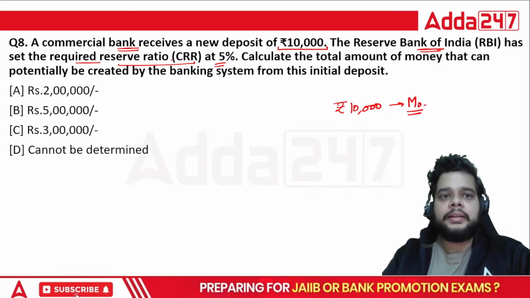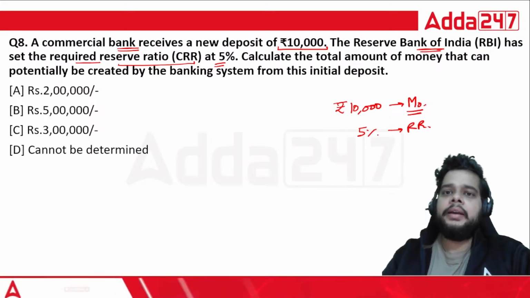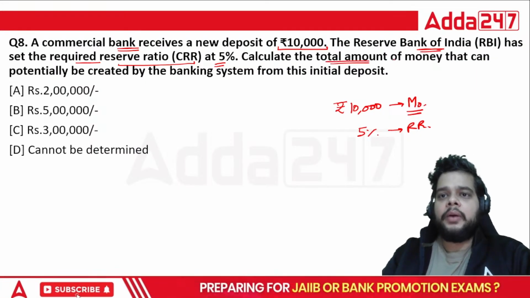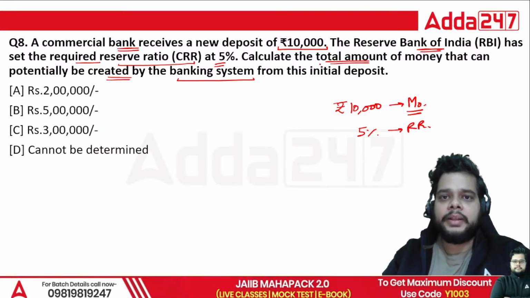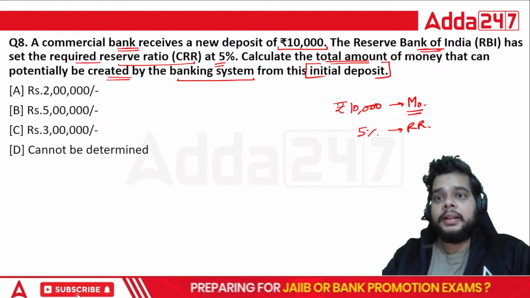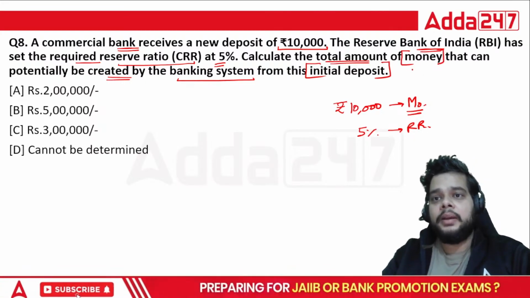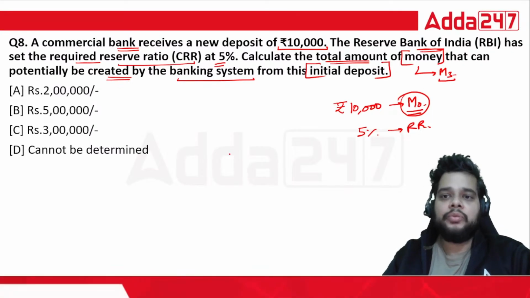RBI has set the reserve ratio, the CRR, as 5%. So the reserve ratio will be what? 5%. And you have to calculate the total amount of money that can potentially be created by the banking system from this initial deposit. So you have to calculate what? The actual money which will be made out of the M naught. That is your M3, the money supply you have to calculate.